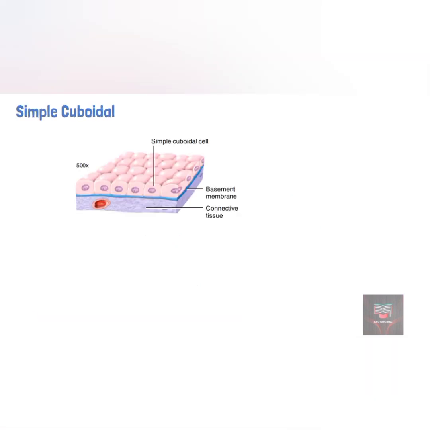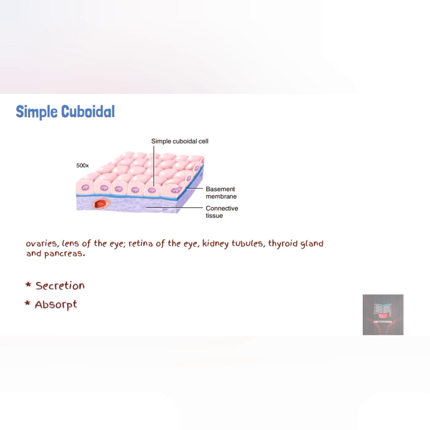Simple cuboidal epithelium is a single layer of cube-shaped cells with a round and centrally located nucleus. It covers the surface of the ovaries and the lens of the eyes, the retina of the eyes, the kidney tubules, the thyroid glands, and the pancreas. Simple cuboidal epithelium helps in secretion and absorption of substances.